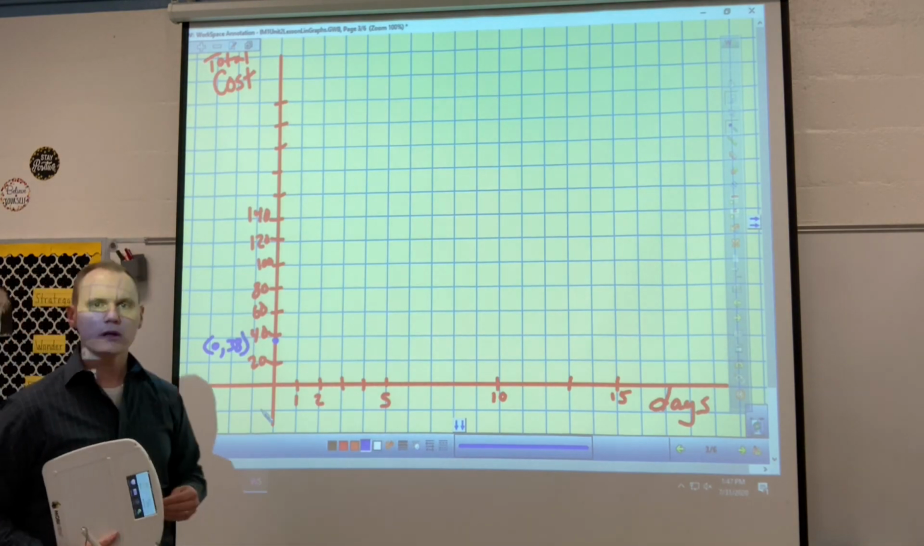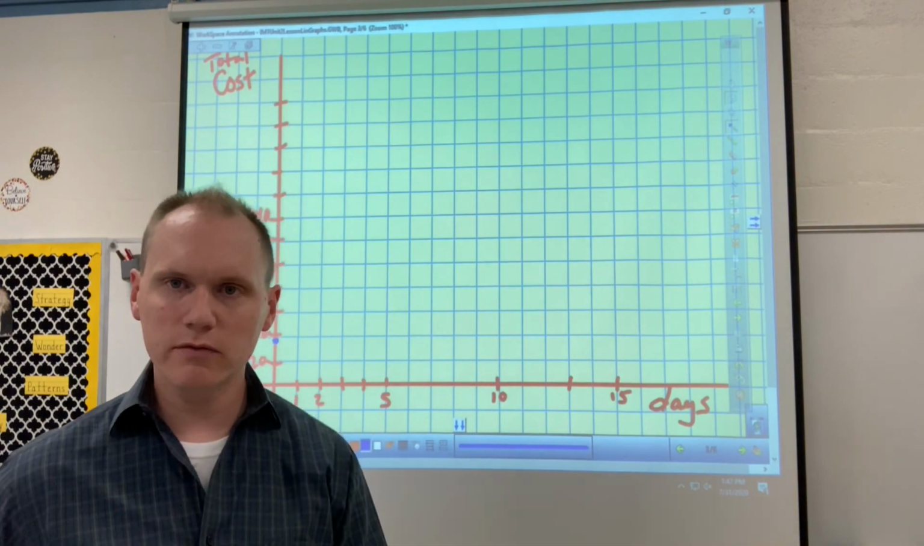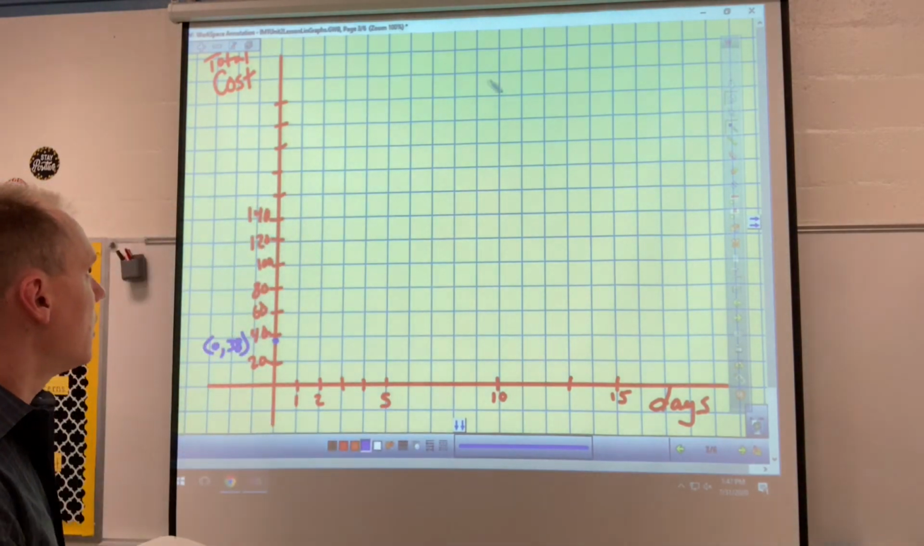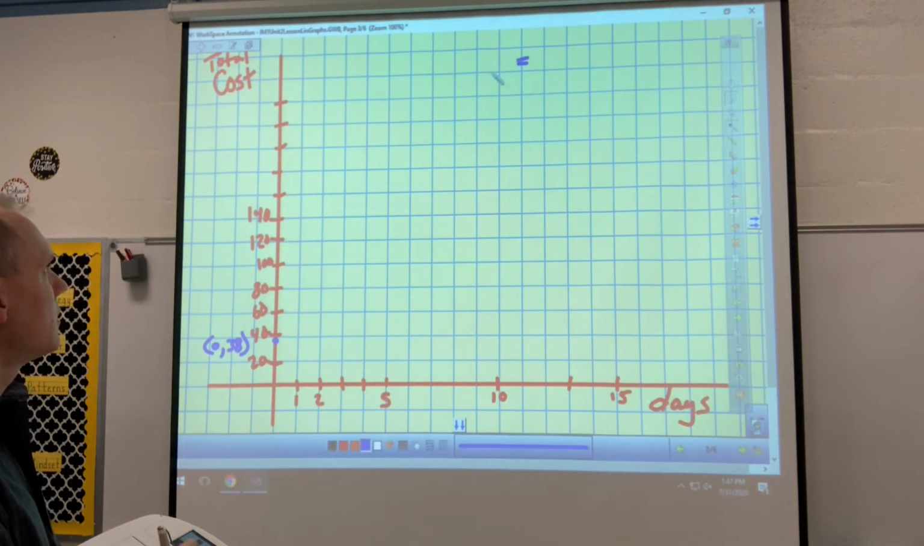Okay, that will always be that constant amount, that starting value, whatever you want to call it. Let me draw it right up here, f of x, I'll use that instead.